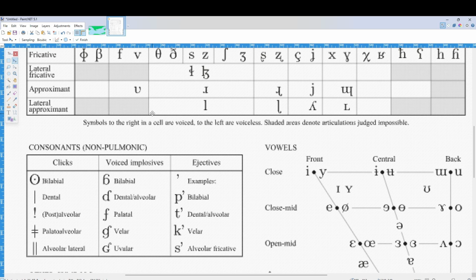We have the clicks used in Africa. I don't know if y'all heard that. I hope y'all did. Like I said, I can't do the implosives besides the uvular implosive. Now you have the ejectives, which use extra air, like in pa, ta, ka, sa.